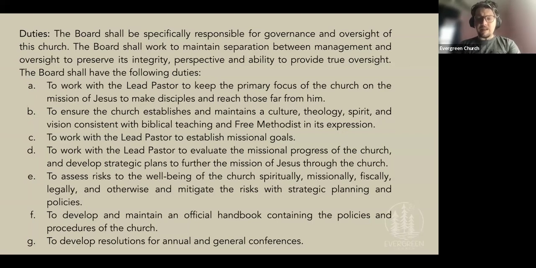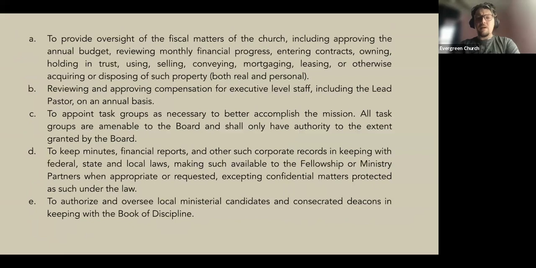The board works with me to establish missional goals. We evaluate our progress. We develop strategic plans. The board does risk mitigation, and we have an official handbook with policies and procedures. We also have the ability to develop resolutions for annual and general conferences. The board also provides financial fiscal oversight for us as a church. They review and approve compensation.